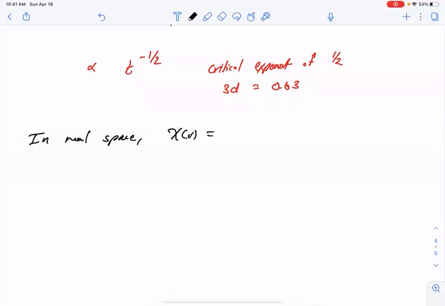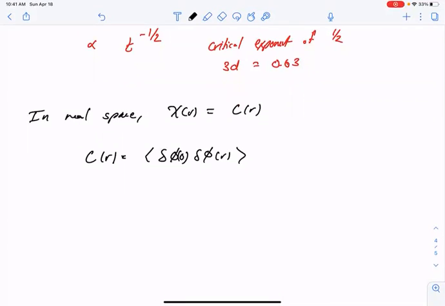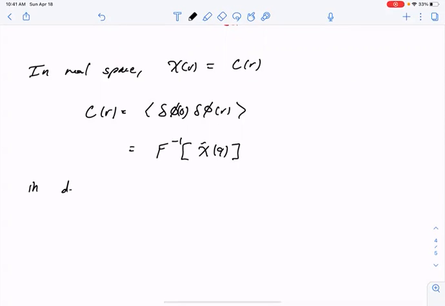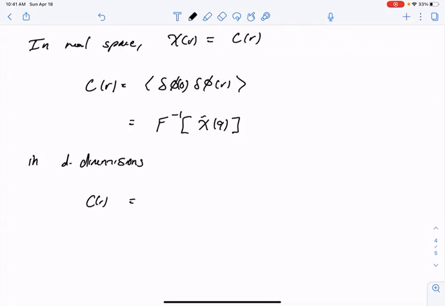So chi of r in real space is a correlation function, which correlates fluctuations in phi at some arbitrary origin with fluctuations of phi at some point r away from the origin. It is computable by an inverse Fourier transform of chi hat of q in d dimensions. We can write down a d-dimensional Fourier transform as an integral over the d-dimensional solid angle and an integral over the magnitude of that wave vector to the d-1.